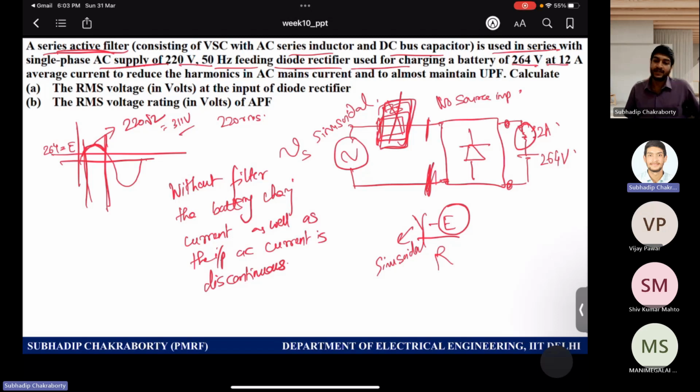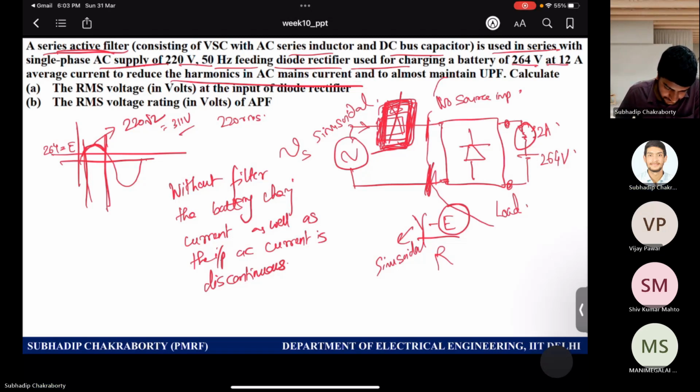Now what are you doing? You are incorporating a series active filter, which is sitting between the supply and the load. This full part is the load, right? Connected to the terminals of the AC mains. So you injected this arrangement between the line and the load to reduce the effect of the harmonics. Harmonics were in the AC current, that is the input current. Clear? And also to maintain unity power factor.